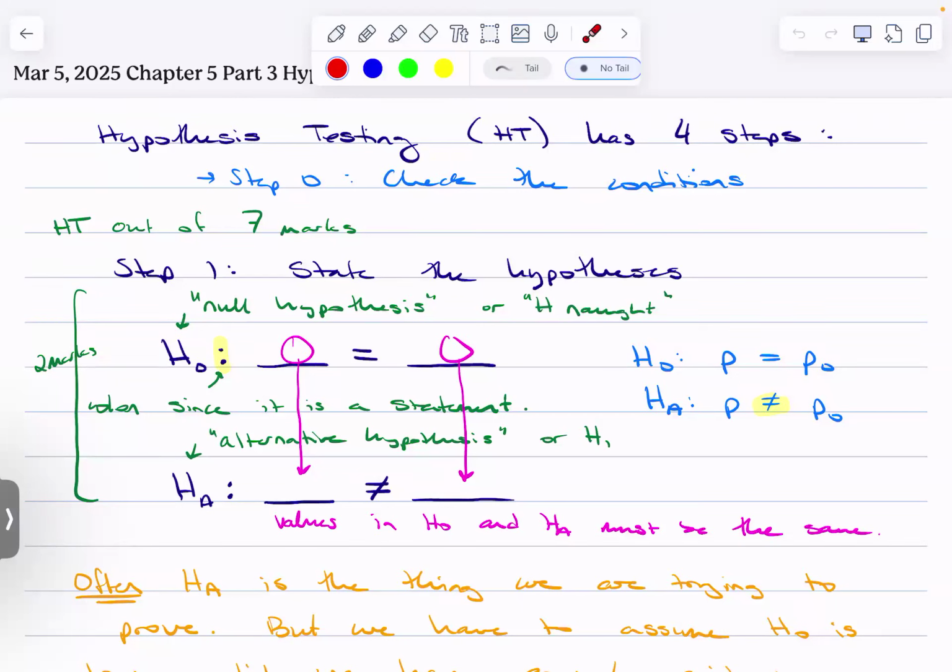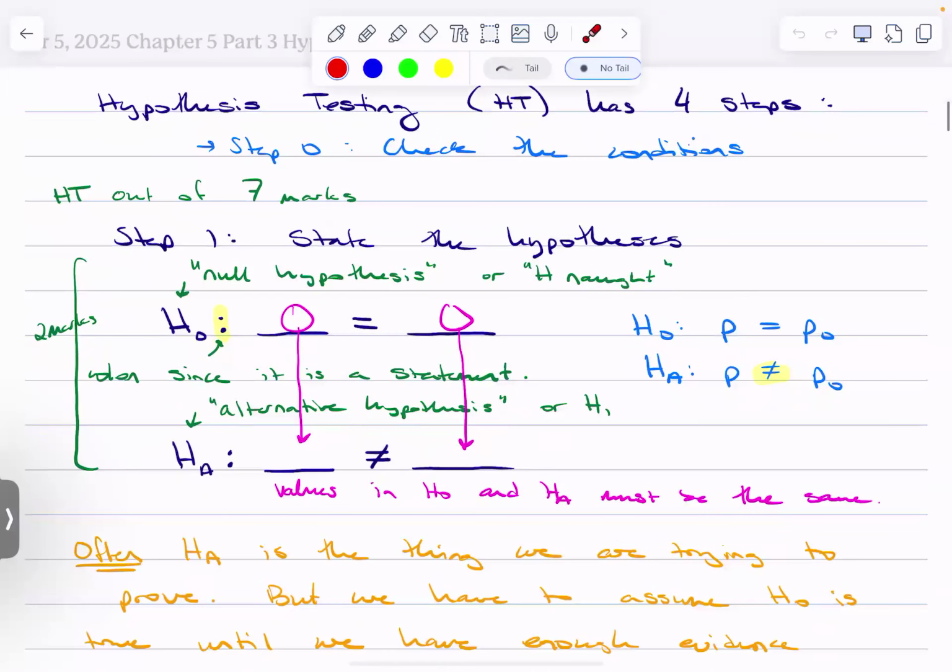it's a lot of work and a lot of memorization for not a lot of reward. And so that's why I'm kind of skipping it for now, and then we'll fill in the blanks as we go. Okay? But for a hypothesis test, a hypothesis testing question is generally out of 7 marks. Okay? And so for 2 marks, step 1, you're going to state the hypotheses. Tell me how you interpreted this question.